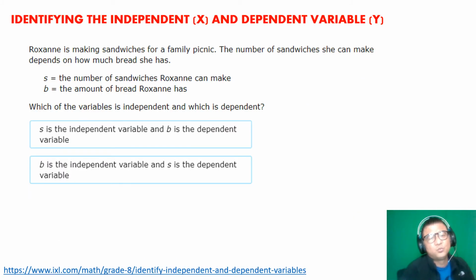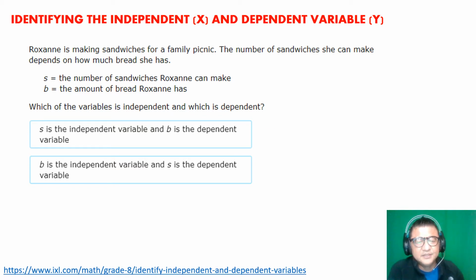Now, let's see which is the dependent and which is the independent. All right, so let's read this situation here. Roxanne is making sandwiches for a family picnic. The number of sandwiches she can make depends on how much bread she has. Okay, S is the number of sandwiches Roxanne can make. B is the amount of bread Roxanne has. Which of the variables is independent and which is dependent?